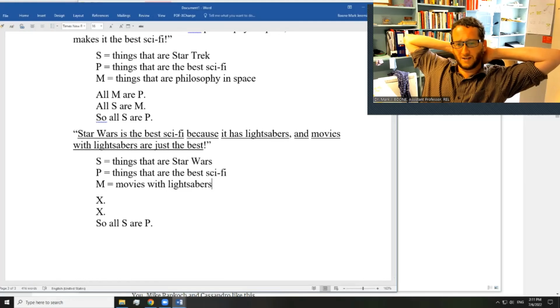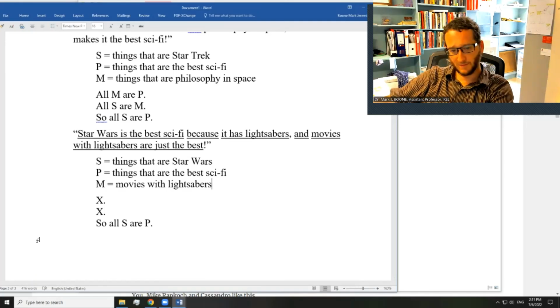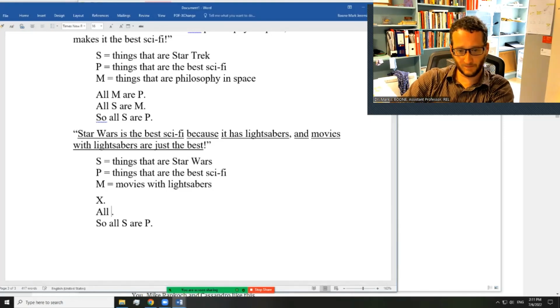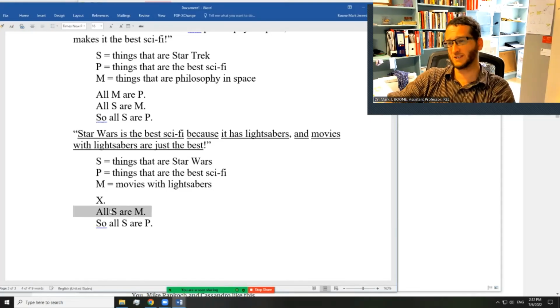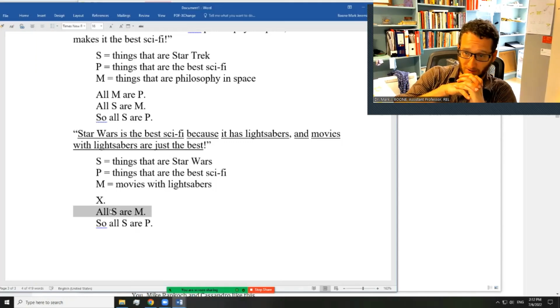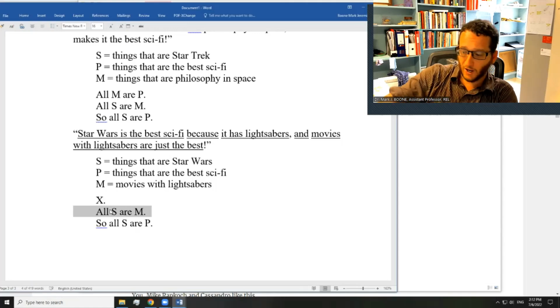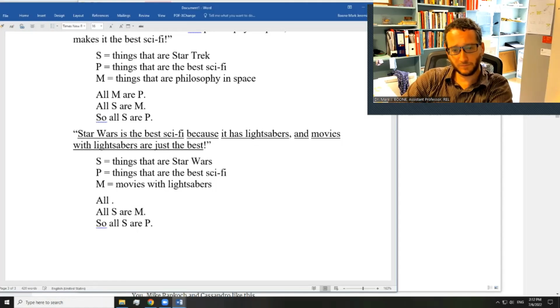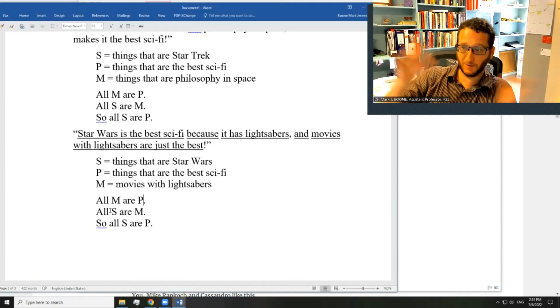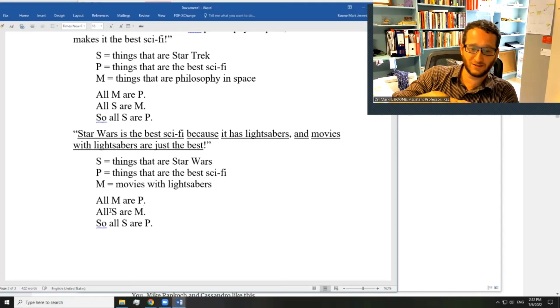So Star Wars has lightsabers is our first stated premise. But not the premise we want to state first when we put it into standard form, because it's the minor premise. It contains the minor term, things that are Star Wars. Our major premise containing the major term will go first. And it is, in the original language, movies with lightsabers are just the best. So all movies with lightsabers are things that are the best sci-fi. And what do you know? We have another barbarous syllogism. We have another AAA figure 1 syllogism.